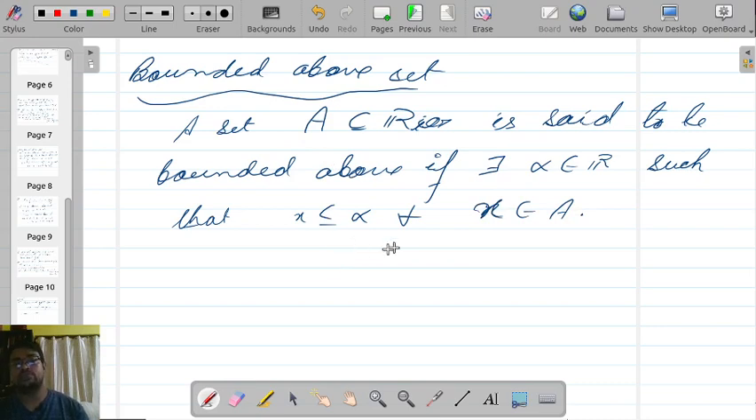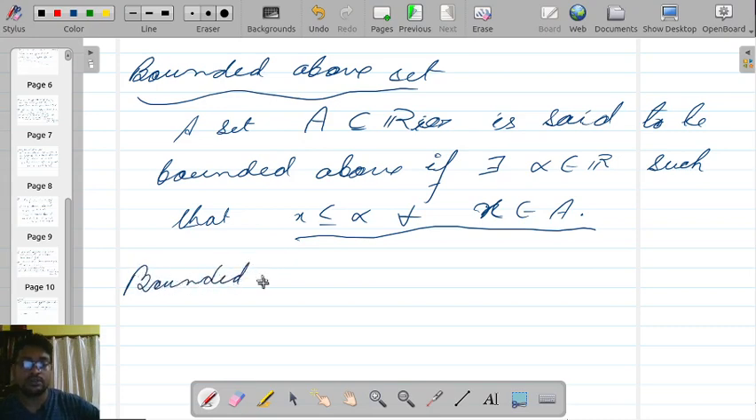Okay, it means if we can find an upper bound. So this alpha is nothing but an upper bound. See the definition: a set A subset of R is said to be bounded above if there exists an alpha in R such that x is less than or equal to alpha for all x inside A. Similarly, we have bounded below sets, right.